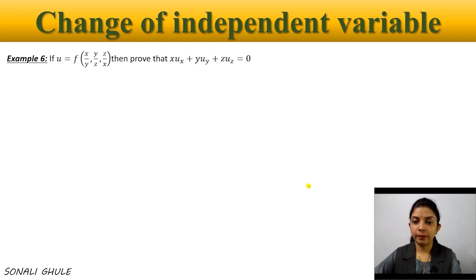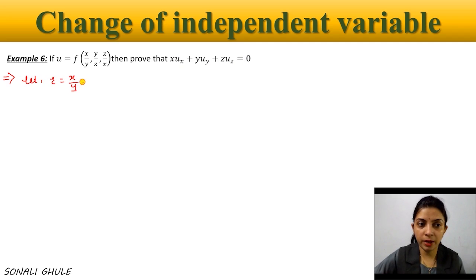Now the next example is, u is equal to f of (x/y, y/z, z/x). This is given to you. And we have to show this first order relation is equal to 0. So what we are going to do here, see, let r is equal to x/y, s is equal to y/z, and t is equal to z/x.